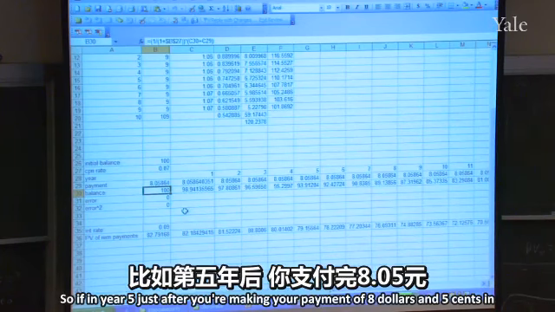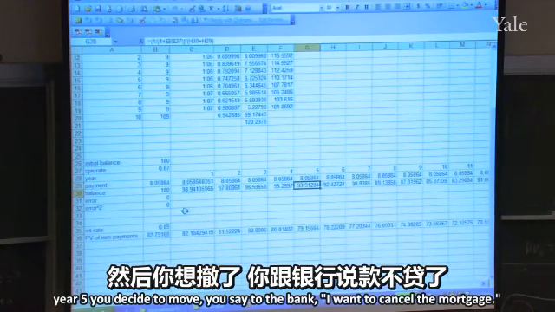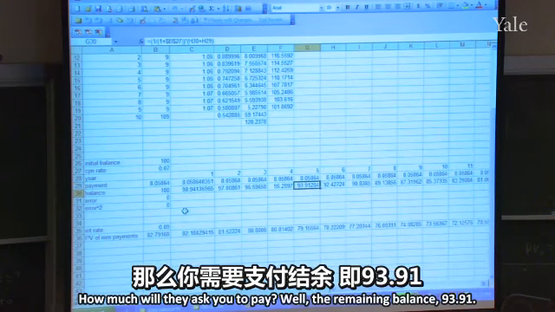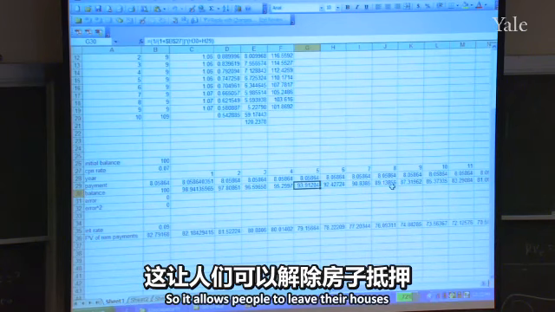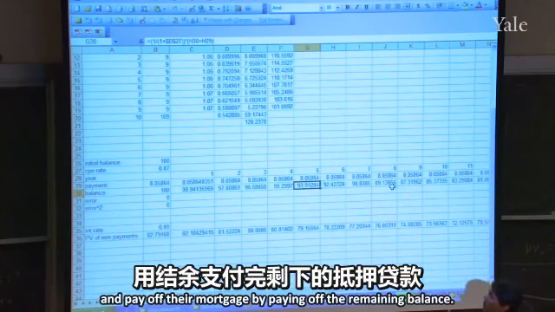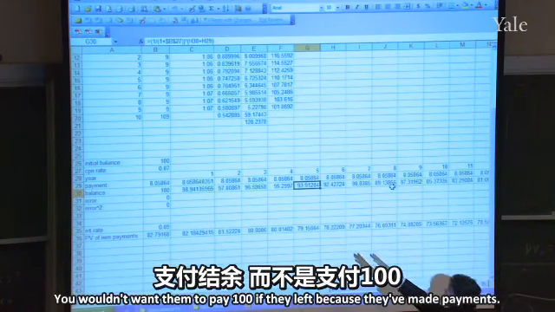So if in year 5, just after you're making your payment of $8.05 in year 5, you decide to move, you say to the bank, I want to cancel the mortgage. How much will they ask you to pay? Well, the remaining balance, $93.91. So that's why this remaining balance is such an important number. It allows people to leave their houses and pay off their mortgage by paying off the remaining balance. You wouldn't want them to pay $100 if they left because they've made payments.